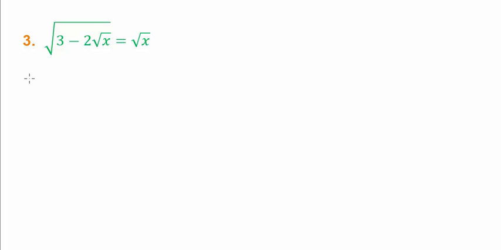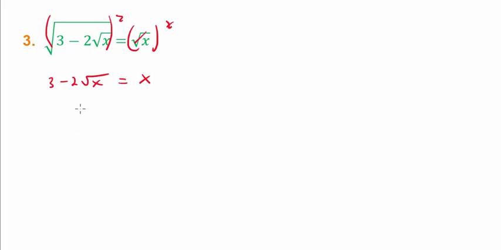Number 3, again, is still in quadratic form, but it doesn't look like it. So the first thing I would like to do with this equation is square both sides to get rid of one of the square roots. So we are left with, on the left side, 3 minus 2 times the square root of x, and on the right side it actually cancels out the square root and you're left with x.